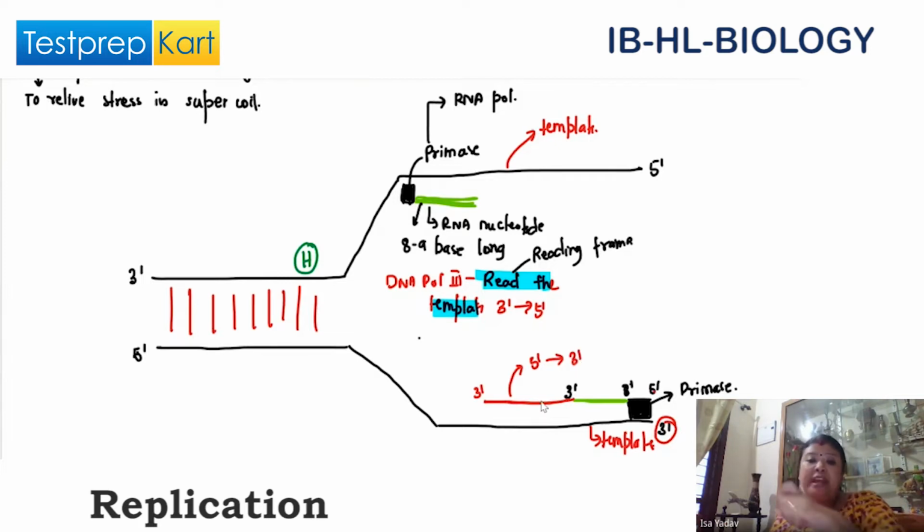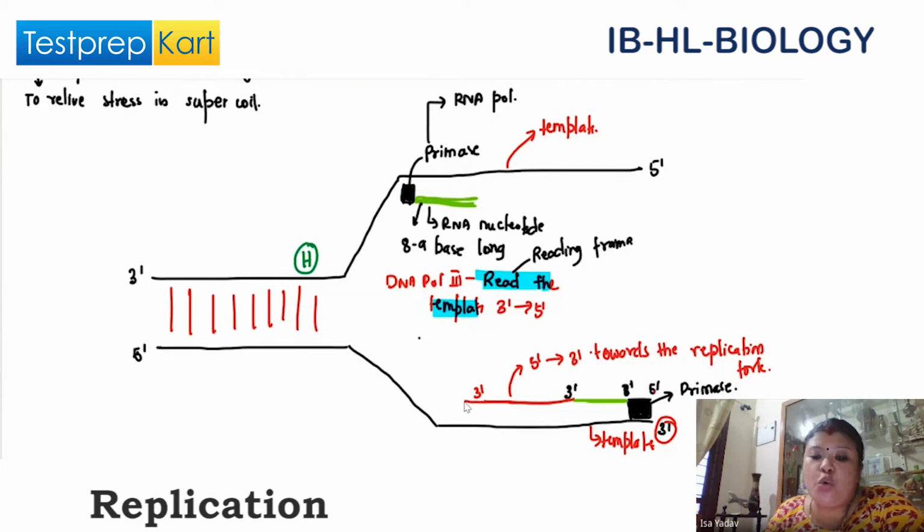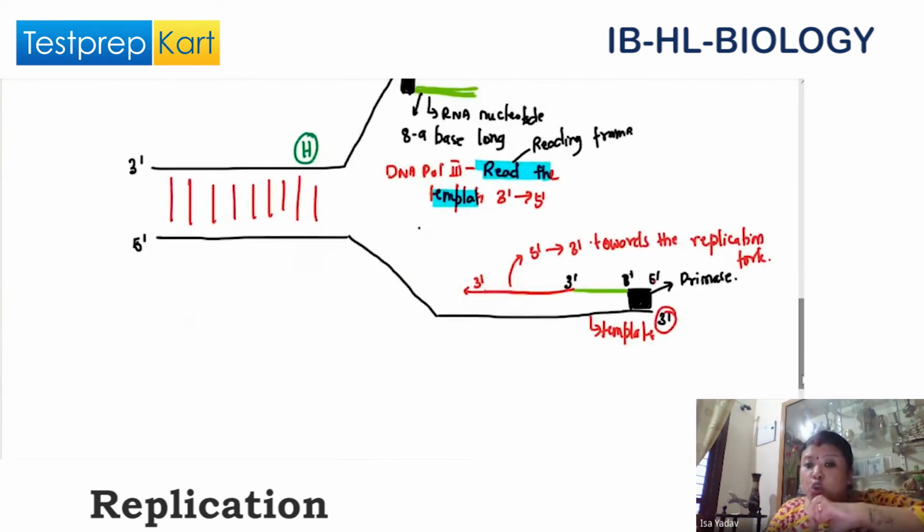See, DNA polymerase reading frame is 3 prime to 5 prime. But when it adds the new strand, that is 5 prime to 3 prime. Okay, 5 prime to 3 prime towards the replication fork. Okay, towards the replication fork. See, Sana, it is going towards the replication fork. Okay, so what happens? This strand, because it is going towards the replication fork, okay, it is what happened here.